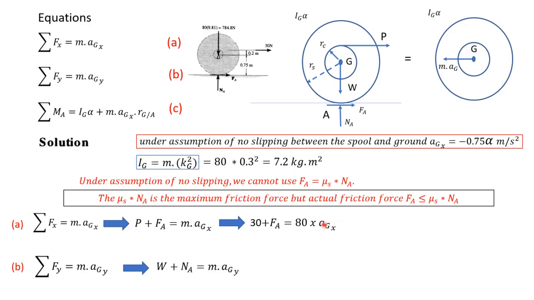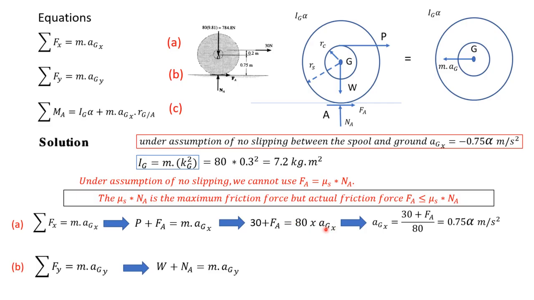Okay, now you remember that we found the AGX in terms of the alpha, so we can substitute that there. And we're going to find that the AGX is equal to 30 plus FA divided by the mass, and this will give me a 0.75 alpha. So we got that, and we can start to do the calculation from this point. Now everything is almost ready.